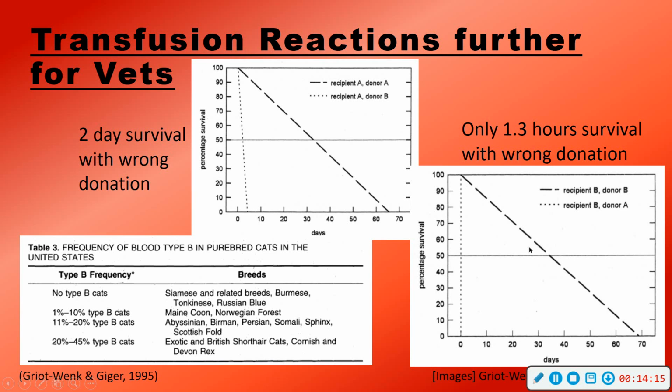But then you look over here. We said very few cats were type B, but if they were type B and they got type A, the survival rate was even less. They died within a couple hours. The average was 1.3 hours that those cats survived after that transfusion. So after reading this article, I found it very obvious that vets, with so many anemic cats at the time, needed to know about transfusions. They needed to know about cat blood so that they could try to save these animals.